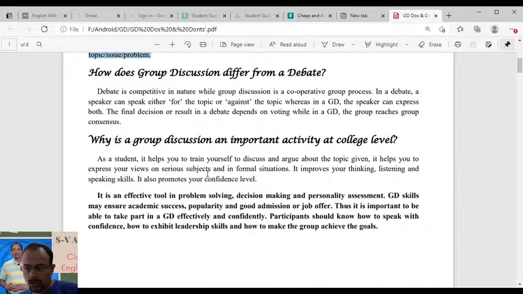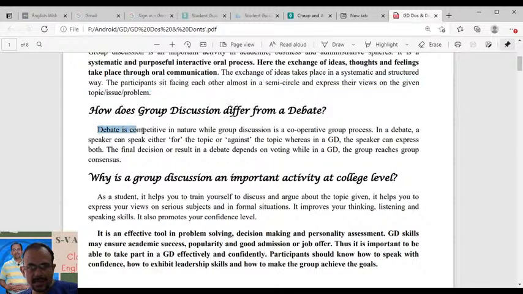Let's find out here. Debate is competitive in nature, while group discussion is a cooperative group process. So there is less competition in group discussion. Group discussion is a kind of cooperative effort by each member of the group. In a debate, a speaker can speak either for the topic or against the topic, whereas in a group discussion, the speaker can express both. That is the main difference between group discussion and a debate. In a group discussion, a speaker can speak for the motion as well as against the topic.